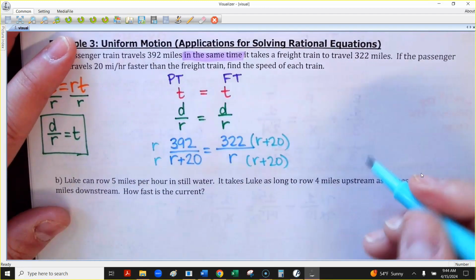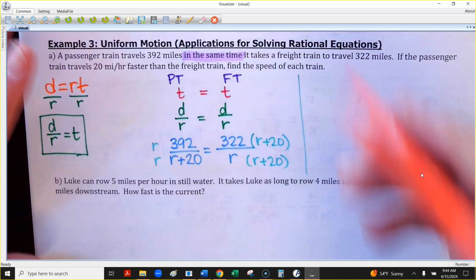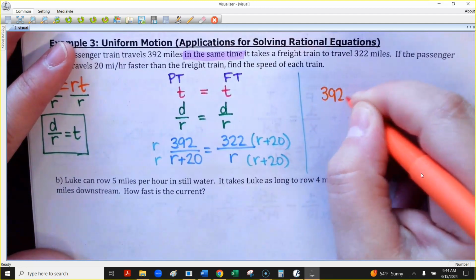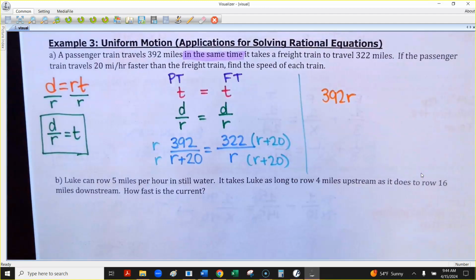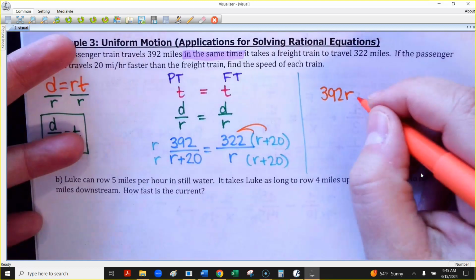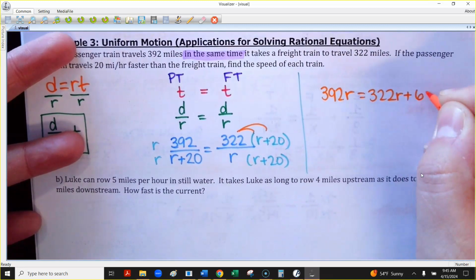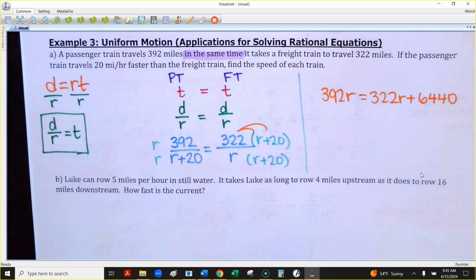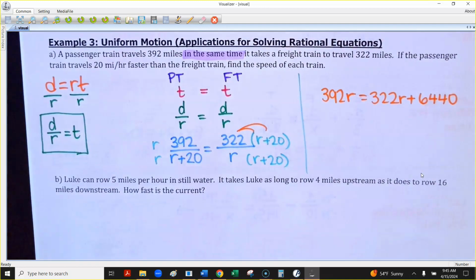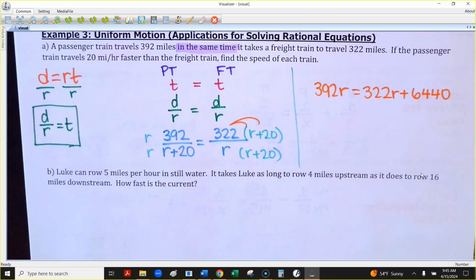All right, so my lovely equation that I'm going to solve, we're going to have 392 times R. And then on this side, I don't know what that is off the top of my head, so let me grab my calculator. 322 times 20, so we got 322R plus 6,440. And then once you set these up, like I said, the tricky part is setting the equation up, actually solving it. It's not too bad at all.